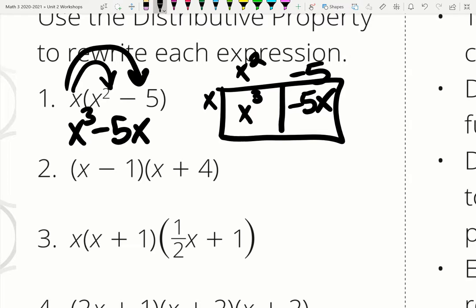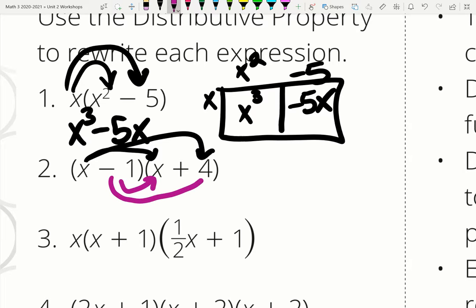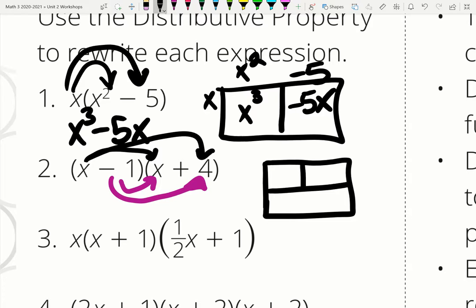This next one, again, most of you would multiply like so. And then you would distribute the -1 to both of those terms. This is going to be the same process. Now, I am going to use a 2 by 2 square because I have multiple terms. I have x minus 1. I have x plus 4.